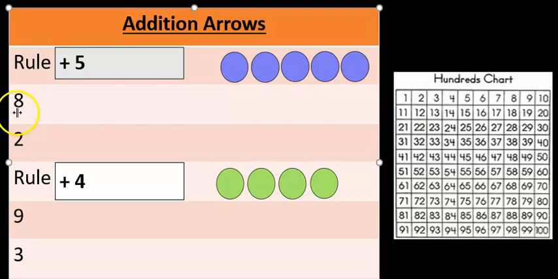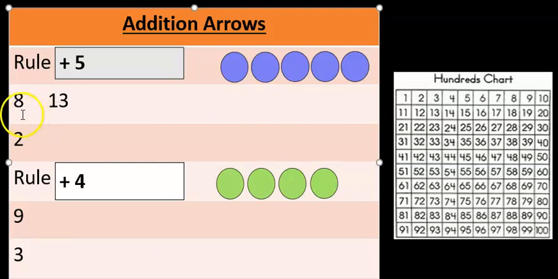You're going to come to 8. Now count with me. 8, 9, 10, 11, 12, 13. So you're going to write that now for your next number. 13. That's your answer there, because that is correct. 8 plus 5 equals 13.